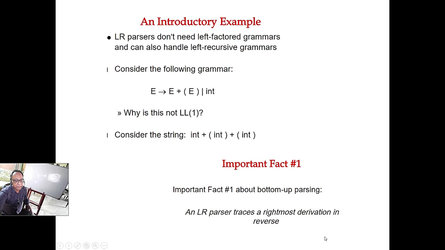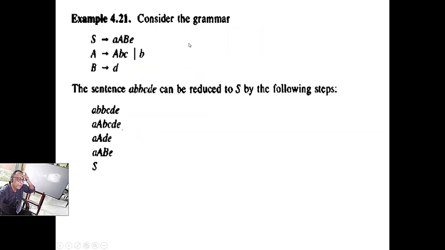An LR parser traces the rightmost derivation in reverse. We will see it. This example I have taken from our Aho book. These are the rules, and this cannot be done by LL(1) because A appears here and A appears here, so it is left recursive. Forget about LL(1); bottom-up parsing is the interesting one. These are the strings you have to match. Sometimes you might feel that you start from the rightmost, but no, the scanning is always from the left. In the names LL(1) and LR(1), the scan is always from the left, never from the right. LL(1) uses leftmost derivation.